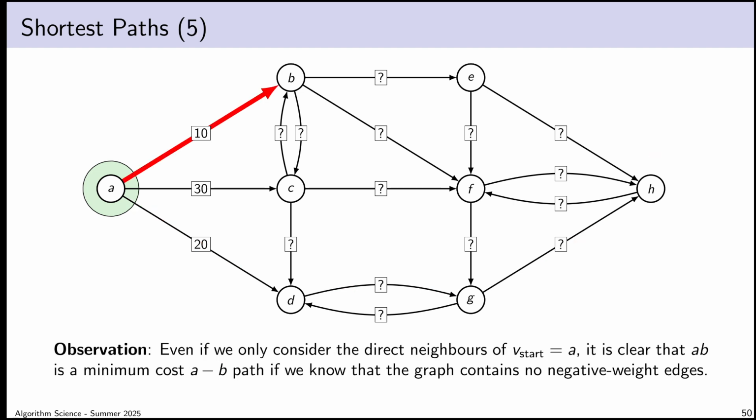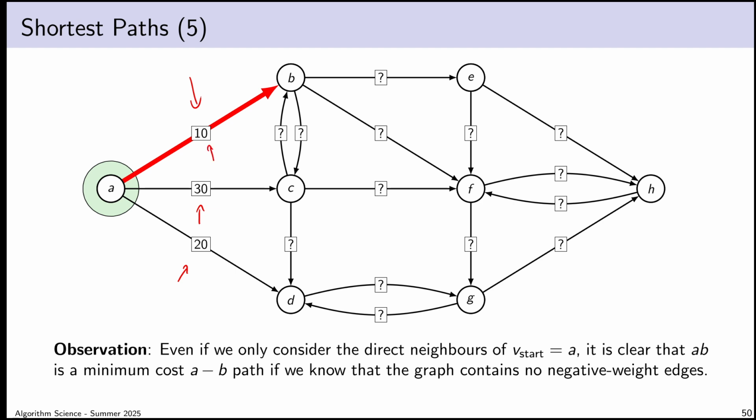Okay, so now that I'm assuming that there are no negative edge weights, even if I only consider the immediate neighbors of vertex A, and I literally know nothing about the other weights in the graph, then it is actually reasonable that in this graph here, edge AB is and has to be a minimum cost path from vertex A to vertex B. And the reason for that is pretty simple. If there were a path that had lower cost, then that path would have to pass through either the edge AC or the edge AD. But both of those edges have a higher cost than 10.